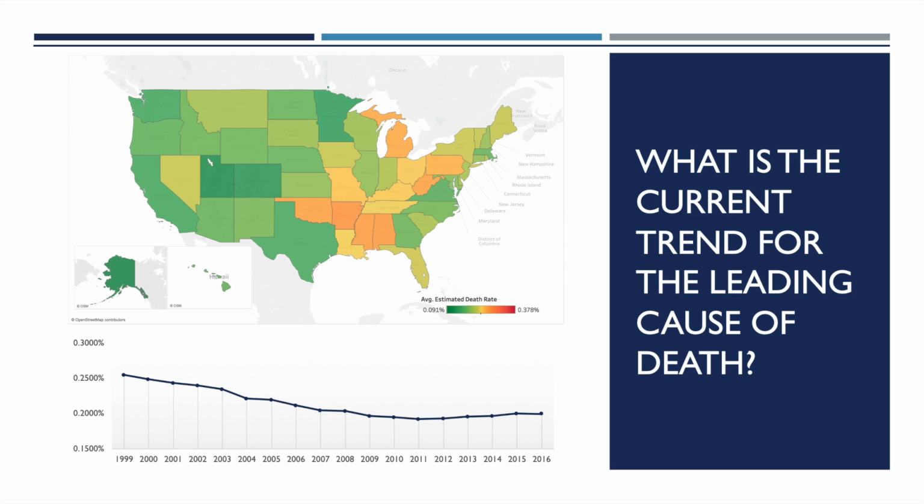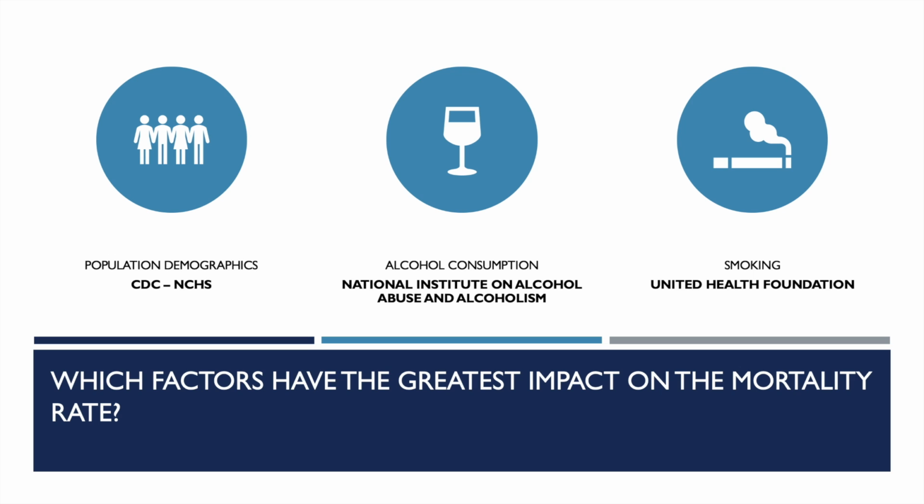To do this, we need to explore some of the factors that influence heart disease the most. After doing some general research on the topic, it was decided to focus on 3 general areas. The first is population demographics, such as age and gender. The next item was alcohol consumption. And finally, smoking rates.